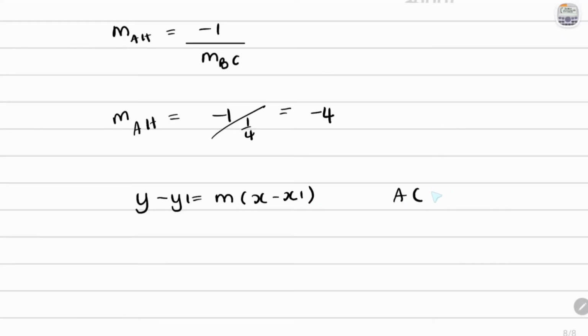We know that the coordinates for A is (-2, -1), so this will serve as our x1 and our y1. So we'll say y minus, and our y1 is -1, which if you say minus -1, it will become a +1. So you might as well just say +1 is equal to, and then substitute your gradient, which is -4. And then we're saying x minus the -2, which of course multiplies and becomes a +2.